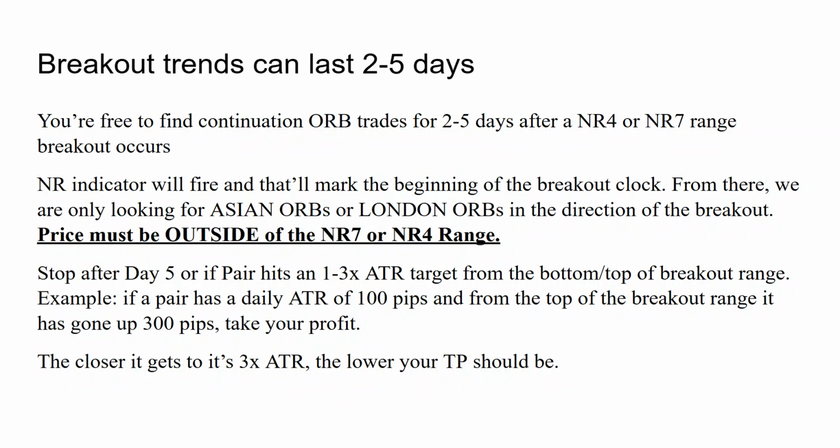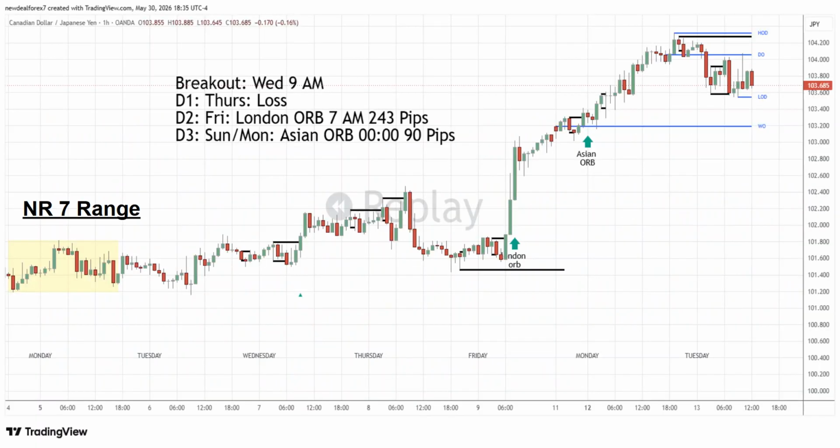Now, the closer price gets to 3 times ATR, the lower your take profit should be. Obviously, the best entry is going to be on the NR breakout. However, after that, you're just going to be looking for continuations. So let's look and see how this looks.